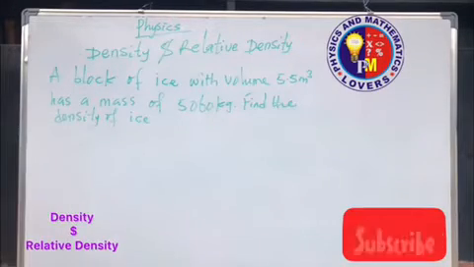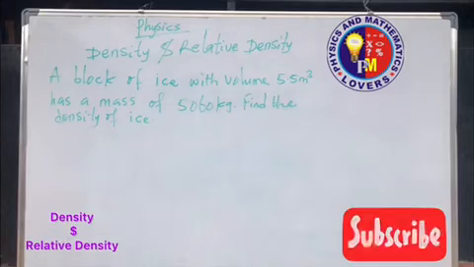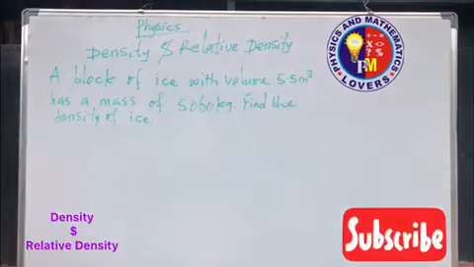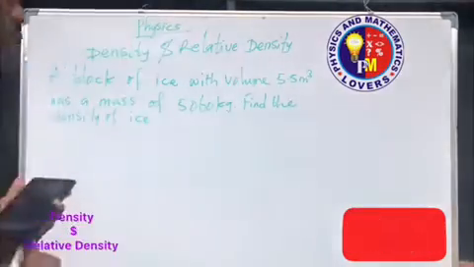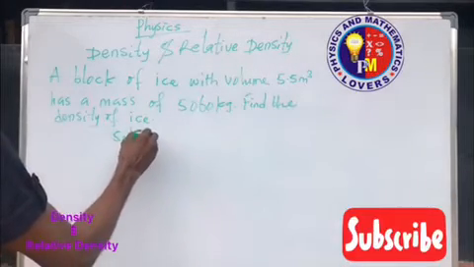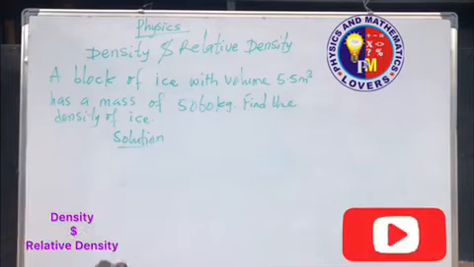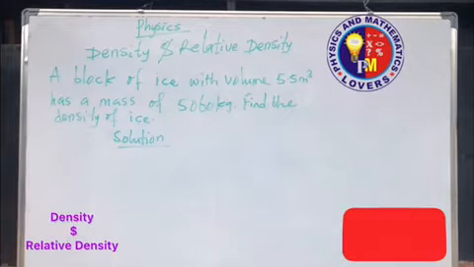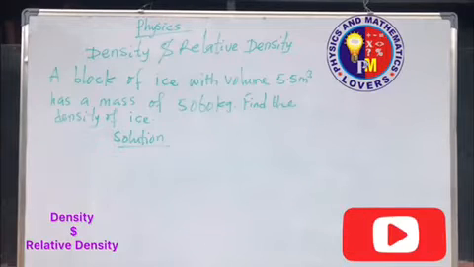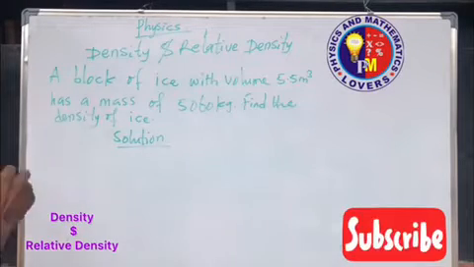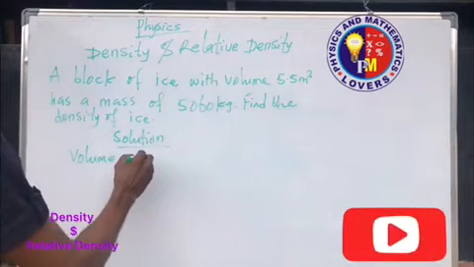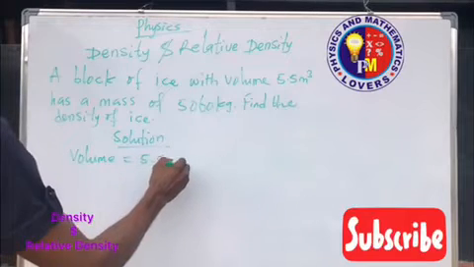So this is very simple. From the illustration that I gave earlier on this topic, density, what we just need is the mass and the volume, and it is clearly written here. So solution: you must state out the parameters. The first thing we are given is the volume of the block of ice. So we take note: your volume is equal to 5.5 meter cube.